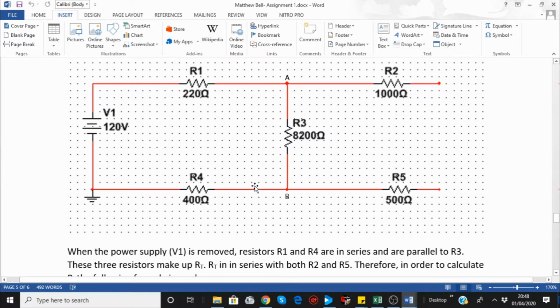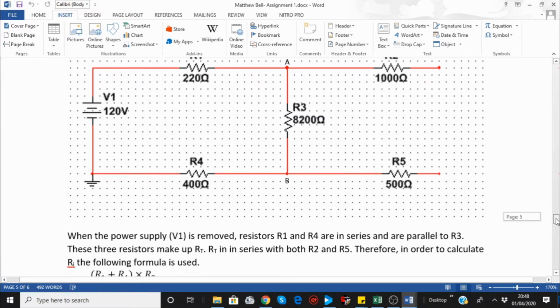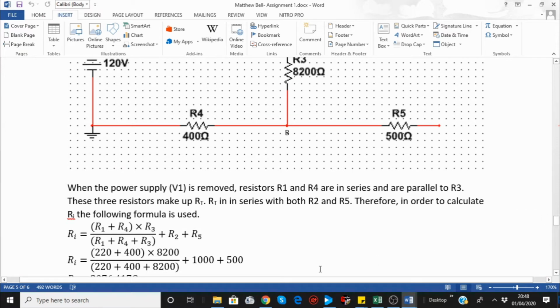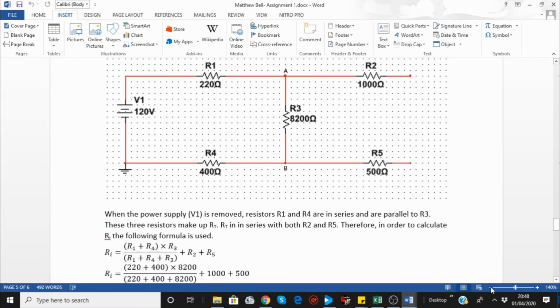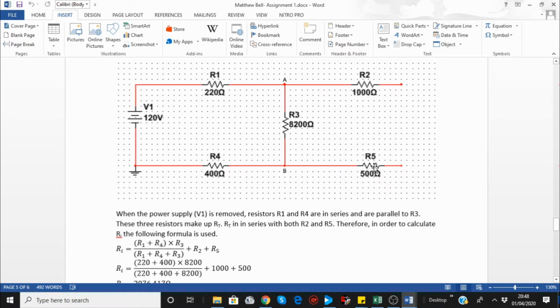And then you'll have RT2 here, the overall resistance of these three. Instead of these three, you have RT2. Then RT2 will be in series with R2 and R5. You add them all together, and it'll be Ri. Here, I've just done them all together in one go. So R2 plus R5, because they're in series, is added together with RT2.